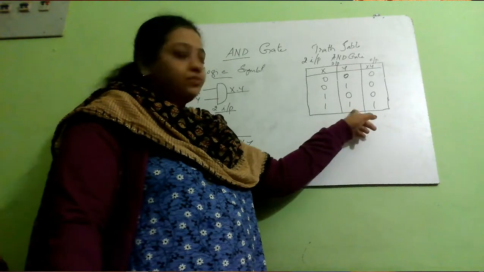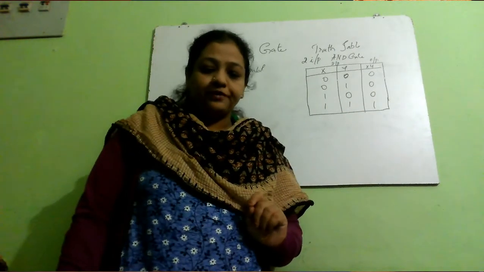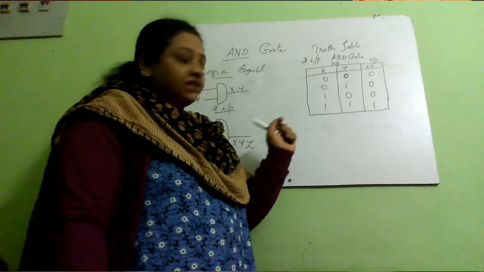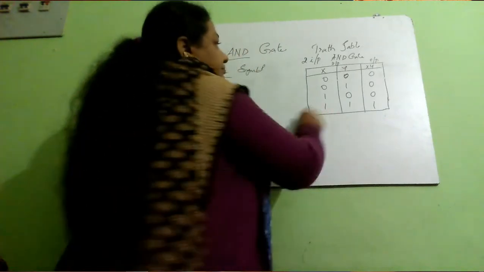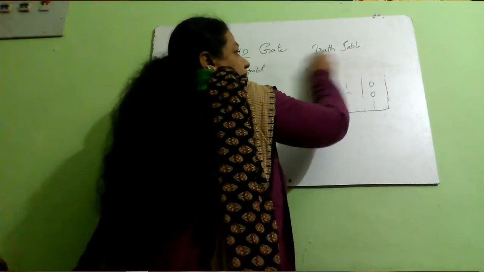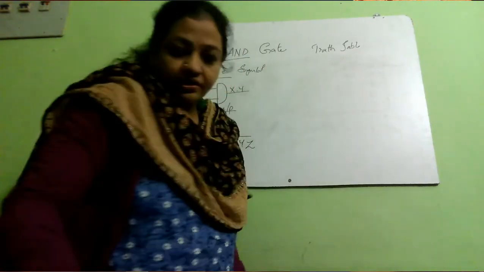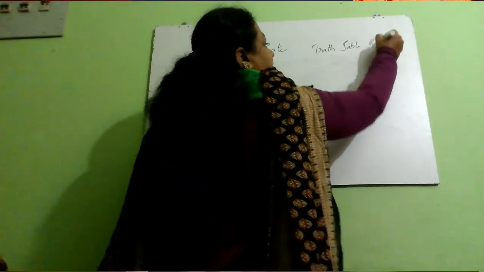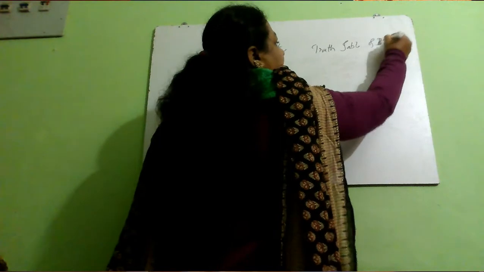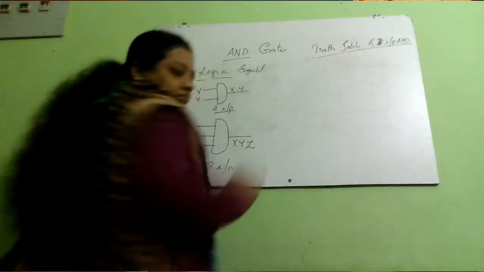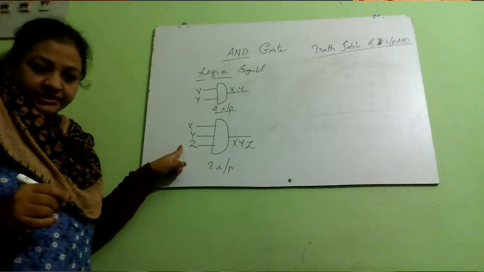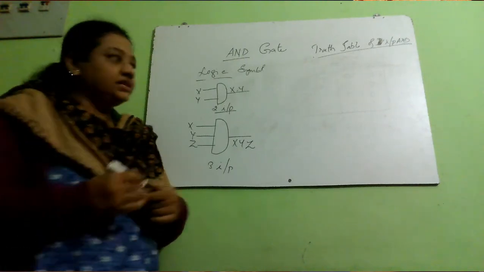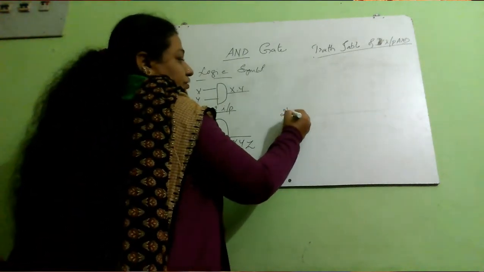So, how do we give the input? This is input and this is output. These are inputs x and y and this is output xy. We start from y, the last bit, that is we change 0, 1, 0, 1, and x will be 0, 0, 1, 1. 0 ANDed with 0 is 0. 0 ANDed with 1 is 0. 1 ANDed with 0 is 0. 1 ANDed with 1 is 1.